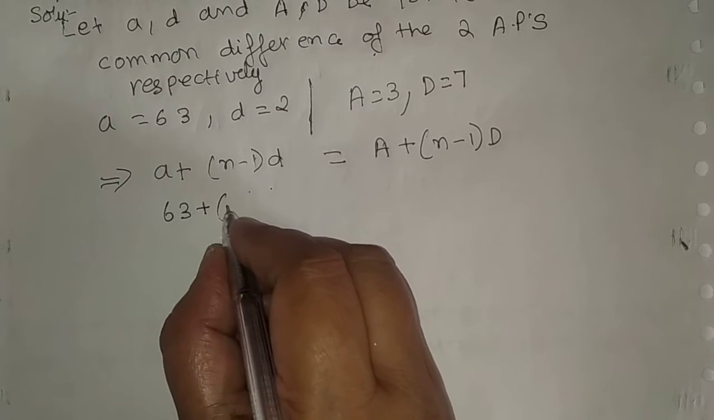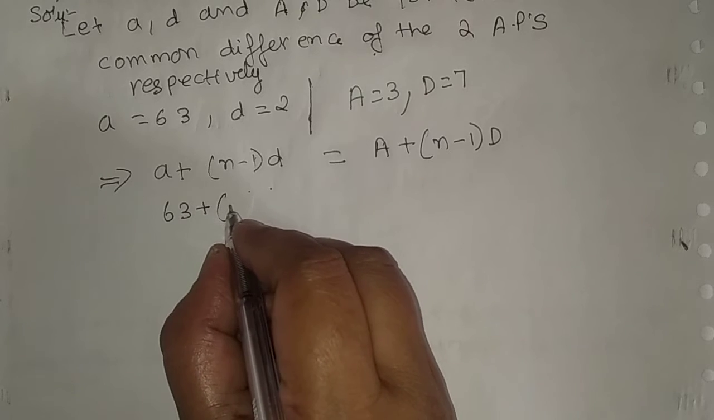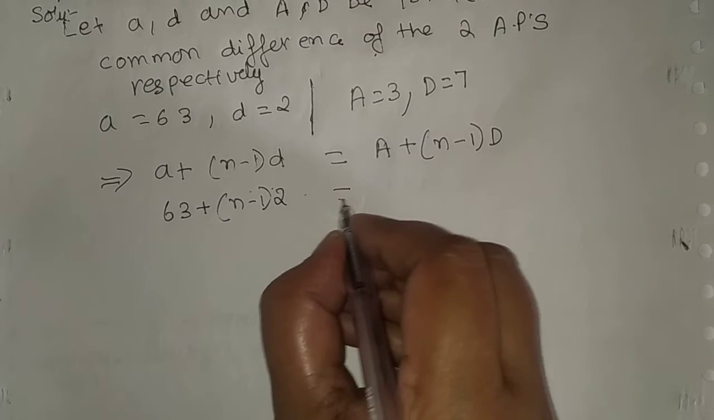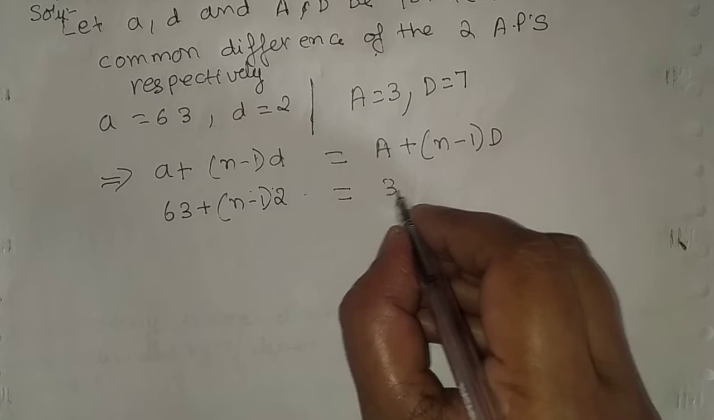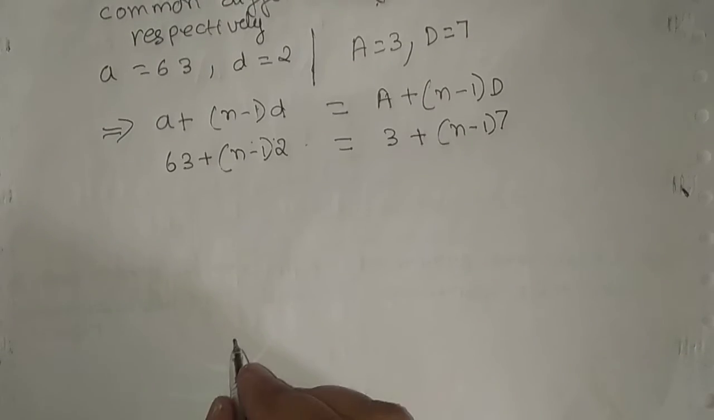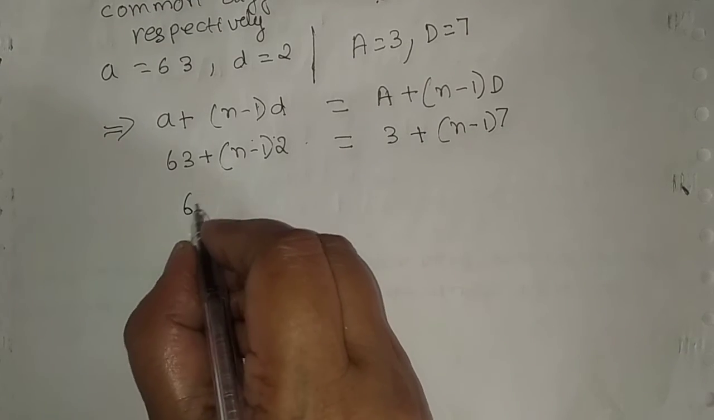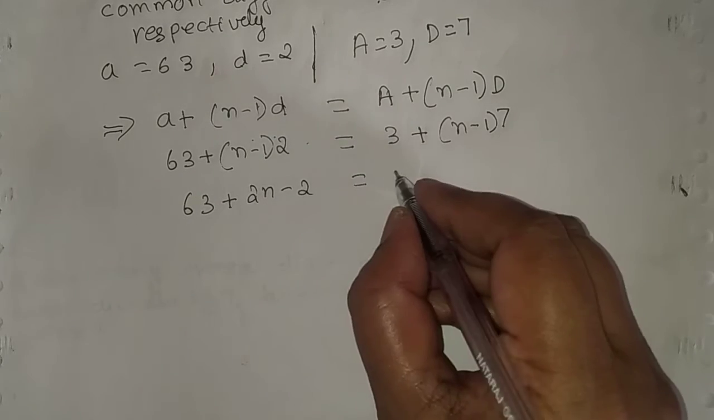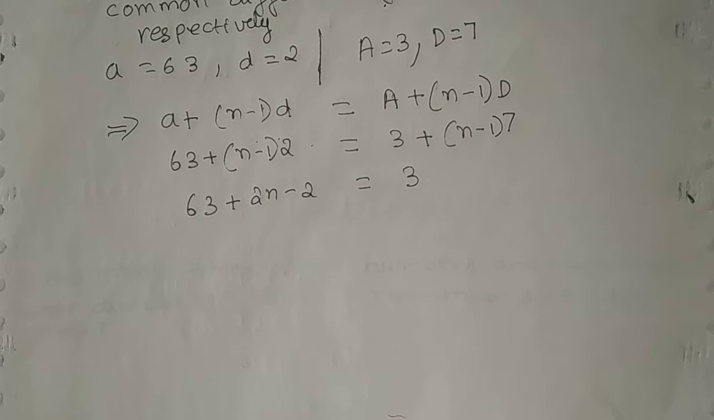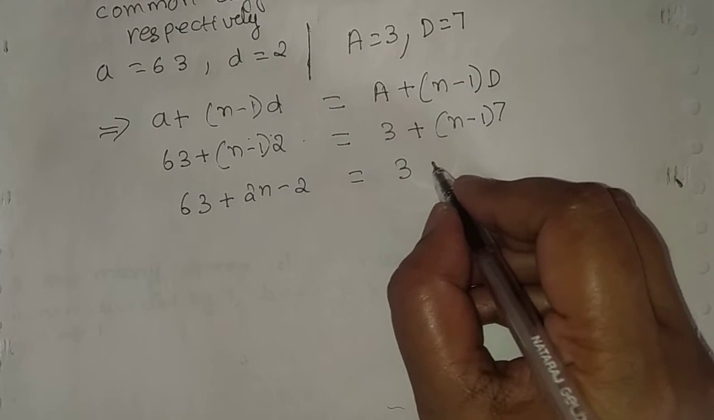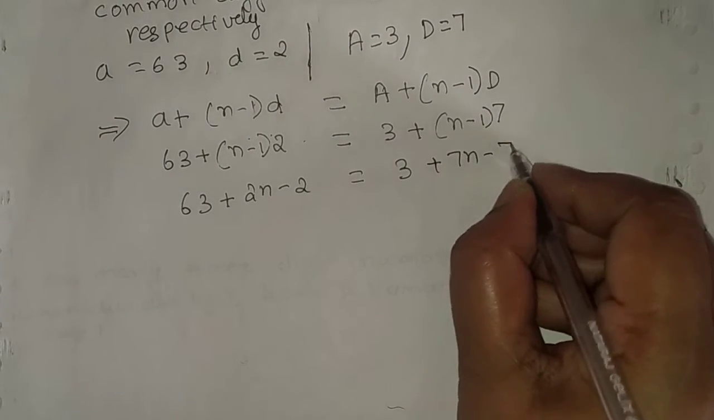63 we will substitute. So we have to find out n, then here d is 2, here in this case 3 plus (n minus 1) into 7. So we get this as 63 plus 2n minus 2 is equal to 3 plus 7n minus 7.